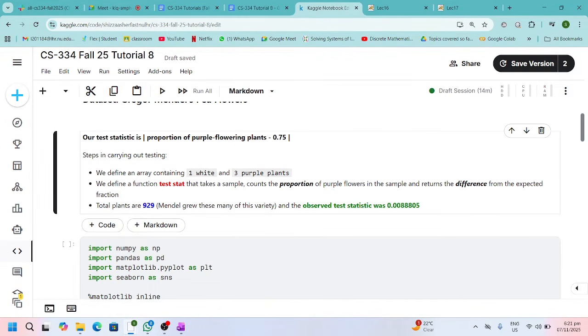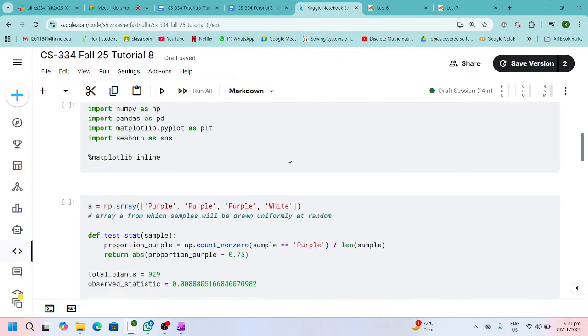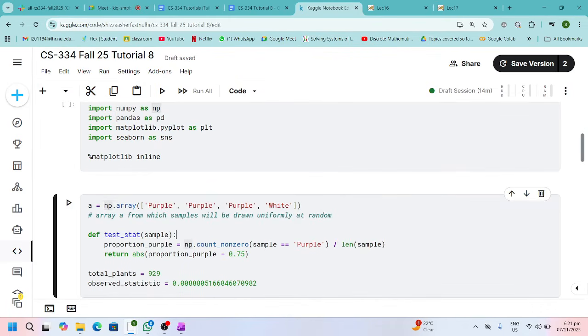Otherwise, you will fail to reject it. So I will quickly walk you over the code. You define an array containing one white and three purple plants. This is how we've done so.